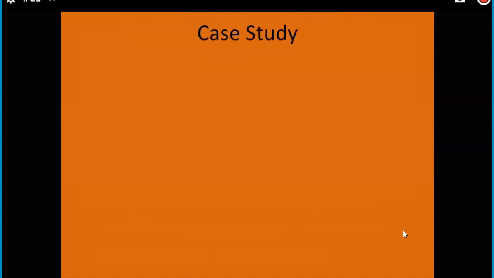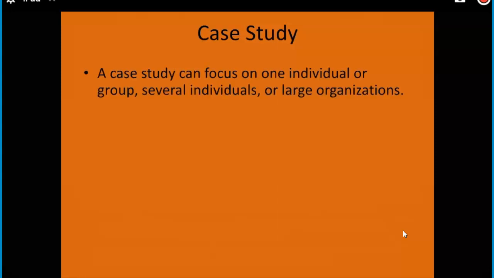So a case study, a term which can often be conflated with case report. A case study actually can also focus on one individual, so it can be similar to a case report. In a case report, a case series, we know, can focus on several cases. But a case study, the case in the case study can be one individual, a group, several individuals, or large organizations, or even several organizations. So it could be different cases, not just of one person, but several persons, groups, organizations, and so on.